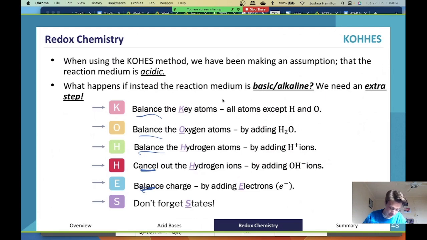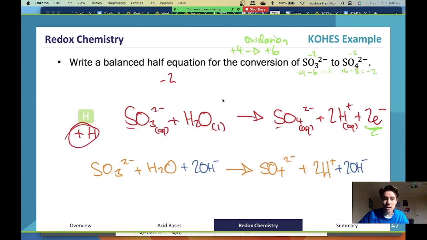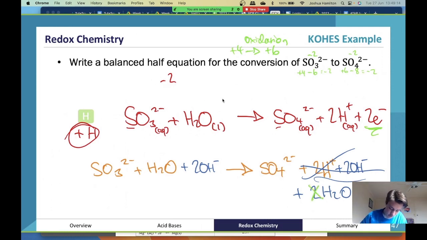So coming back, we have SO3 2- plus H2O plus 2 OH minus, and we have SO4 2- plus 2 H plus 2 OH minus. Now, how do these cancel out? These cancel out by going bang, bang, plus 2H2O. So now we have H2Os on both sides. Well, that's a bit useless. By having two H2Os on both sides, we then need to cancel out again. This goes and it becomes +1, and this one goes.